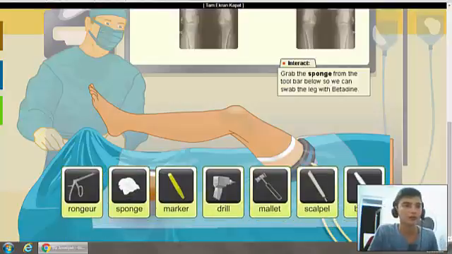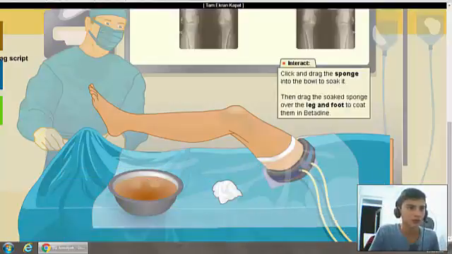Bu adamın da çenesi var ya. Kesin budur. Oo.